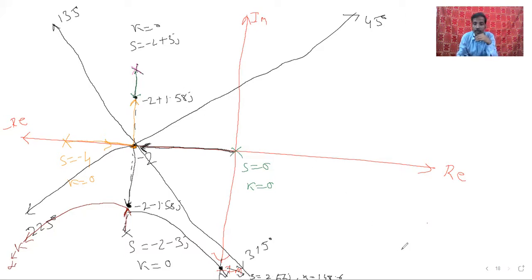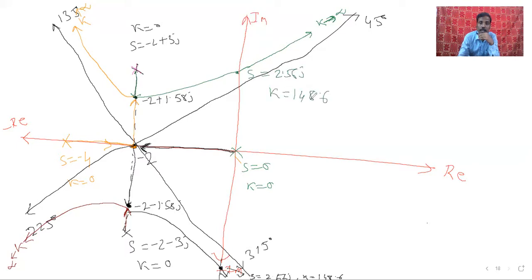And similarly for this pole, this is the direction of 135 degree angle, and K tends to infinity. Another direction, K tends to infinity, and this is the intersection point on the imaginary axis, 2.56j, K equals 148.6. So this is the root locus plot.